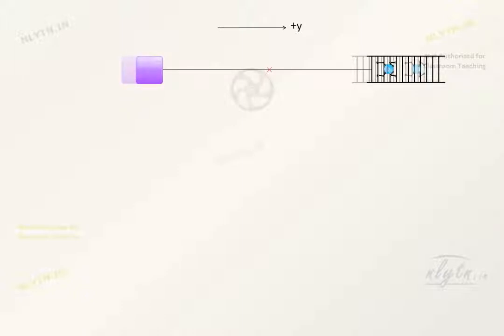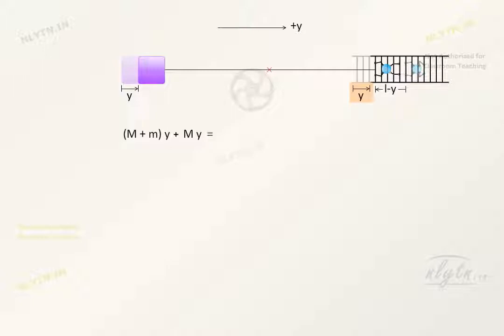So if the block and the ladder move by a distance y, then this object moves a distance L minus y. And we can say that m plus m into y plus m into y should be equal to m into L minus y. That is, y should be equal to mL upon 2 into m plus m.